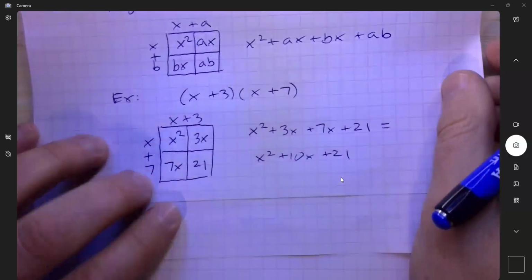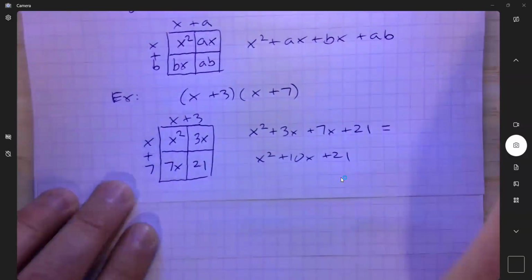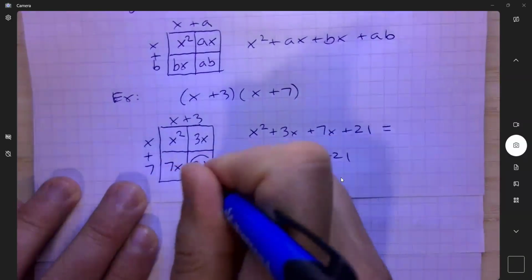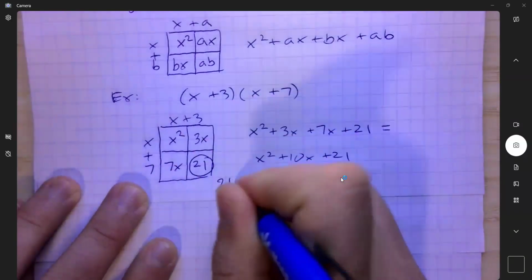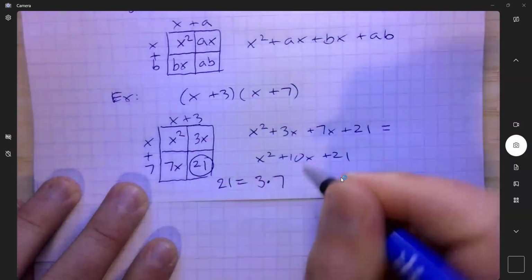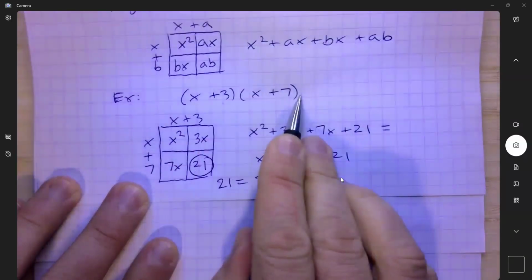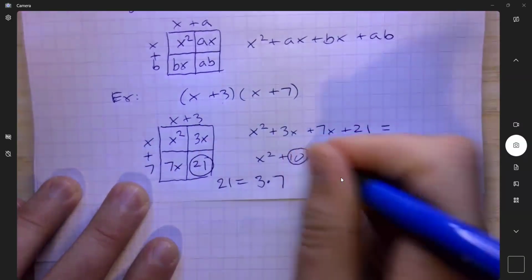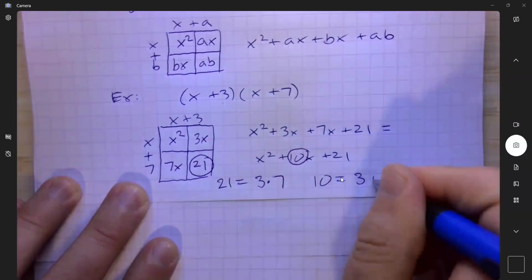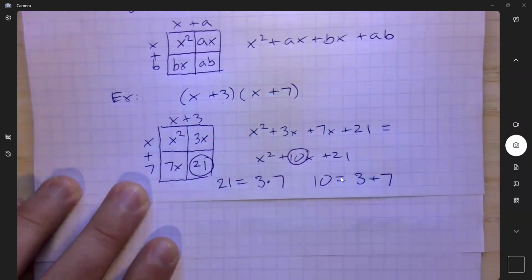Now, there's something really important to notice about this for factoring. First of all, 21 is what you get when you multiply the 3 times the 7. And 10 is what you get when you add the 3 and the 7.